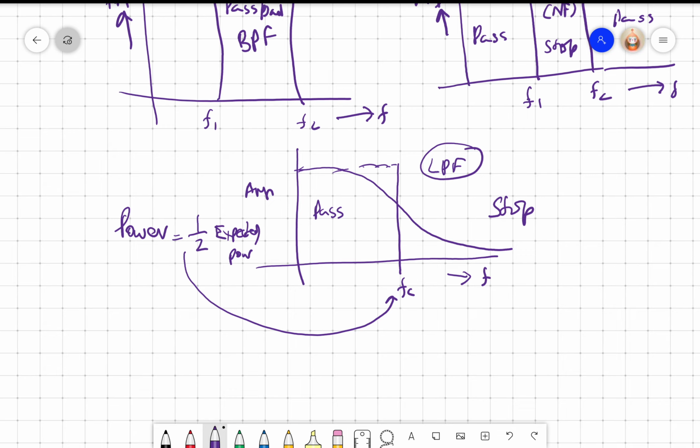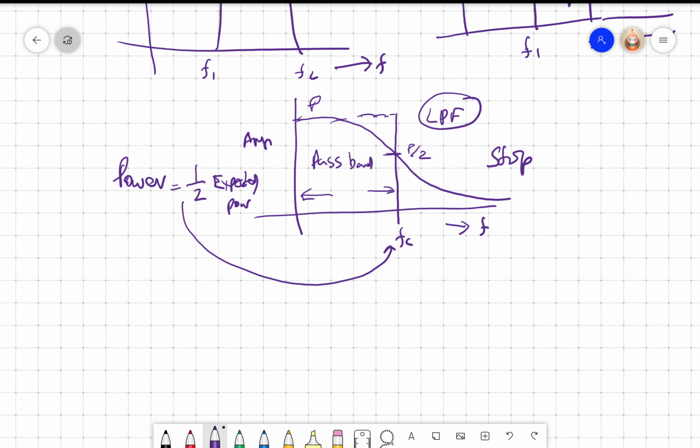So the FC is chosen where my power, let's say I am going to get a power P here, and at this point this is P by 2, where my power is half the expected power, and the band of frequencies which are passed, that is 0 to FC, we call this the pass band, right. The pass band itself is known as bandwidth, and because we chose the cutoff frequency as the point at which the power becomes half, we call this half power bandwidth.